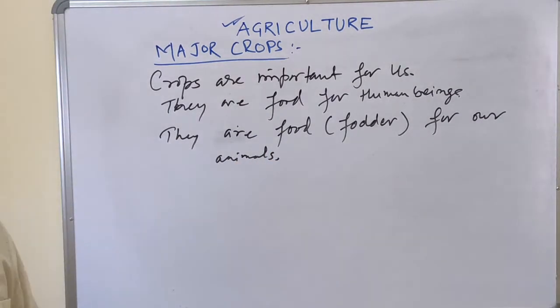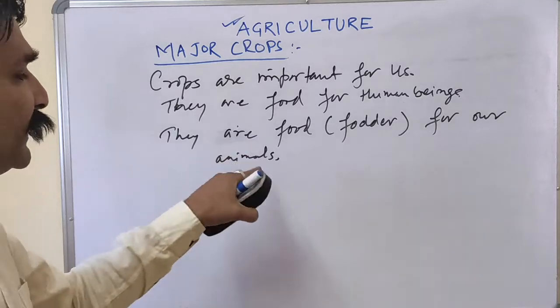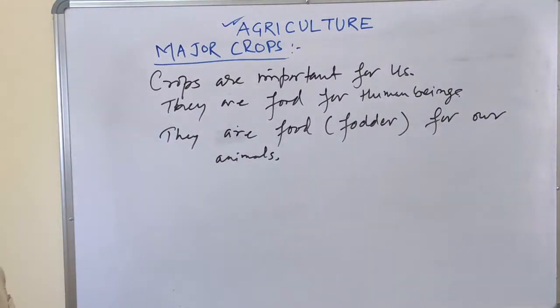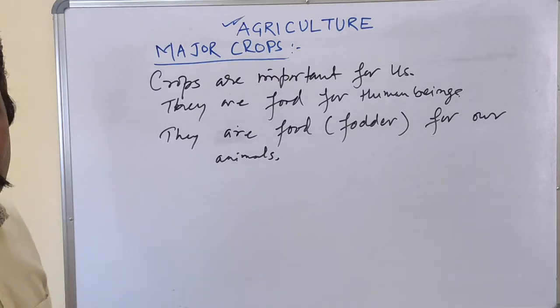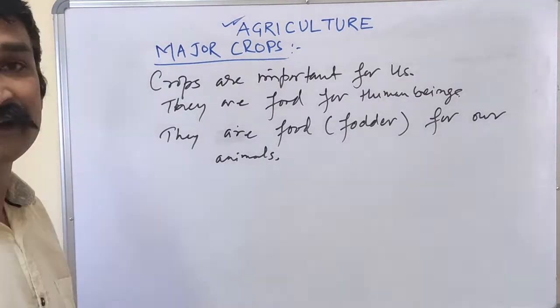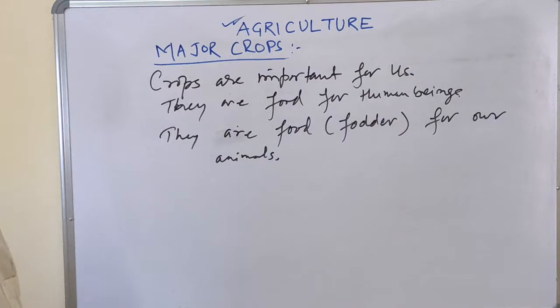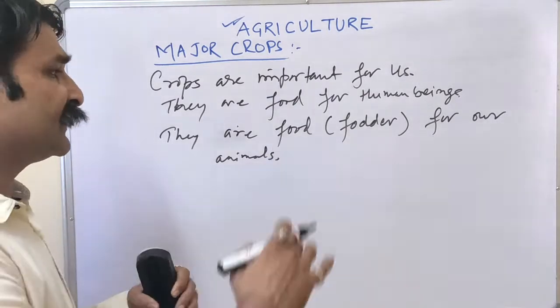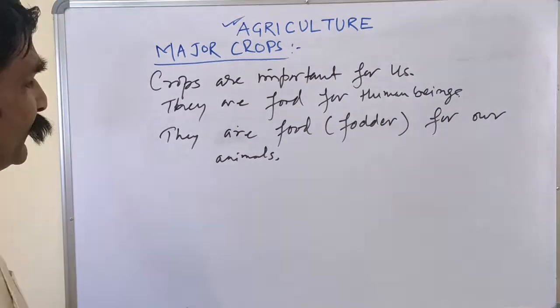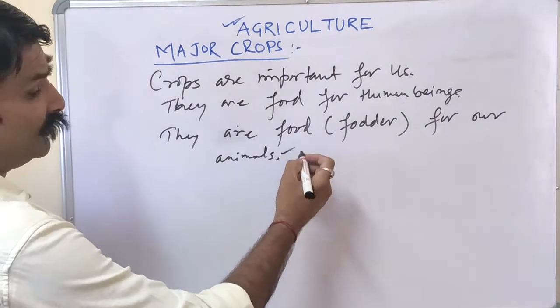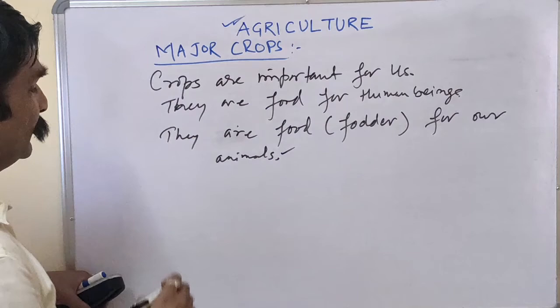they act as fodder for many animals, and those animals are eaten by some other animals also. And those animals are eaten by human beings also, and in this way the chain continues. So crops are important as fodder also, because we get a lot of products from animals.